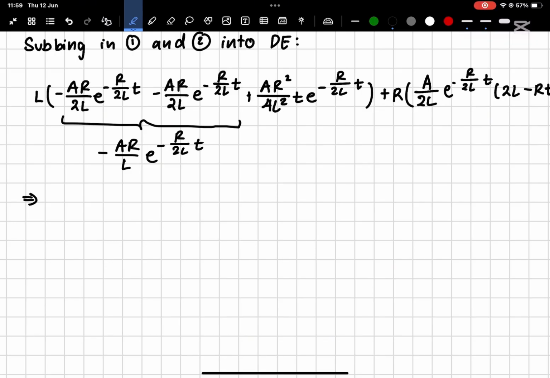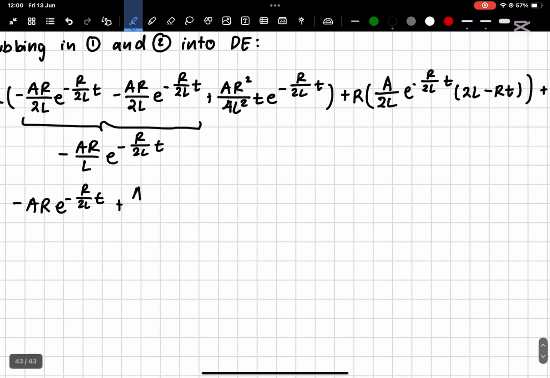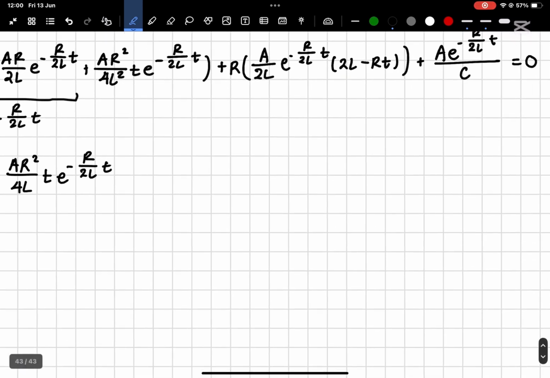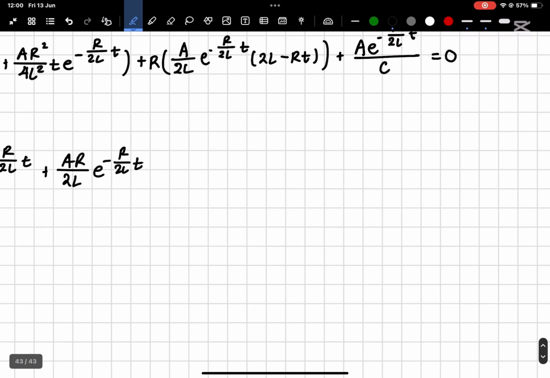Since you're multiplying L inside, you just have AR E to the negative R over 2LT. So you're remaining with AR squared over L instead of L squared, because you are multiplying L into it, and here you multiply R into it. This T times 2LRT plus AER 2LT over T.